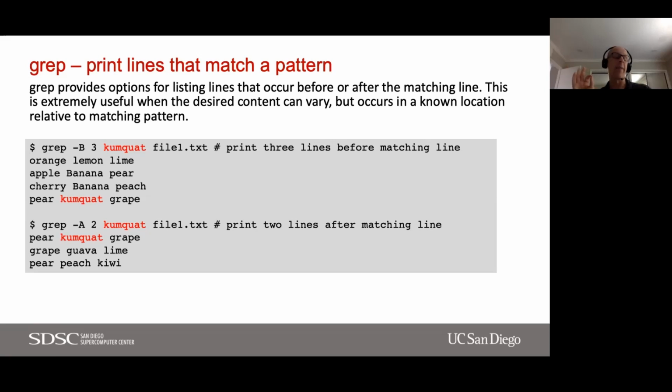Similarly, I can print lines after a match. So in this case, I'm specifying -A2. The A stands for after, the B stands for before, and now we get pear, kumquat, grape as our first line of output, and then the following 2 lines in that file.